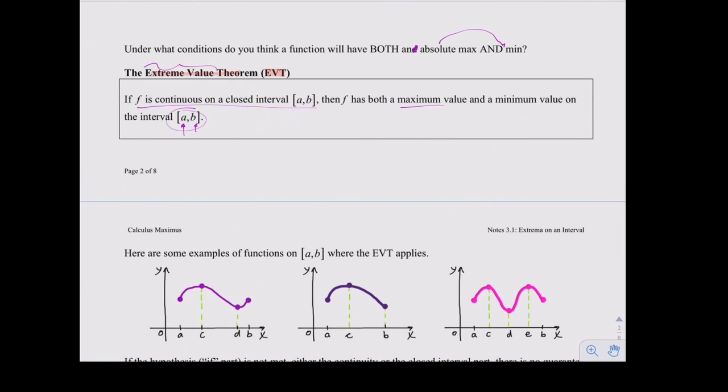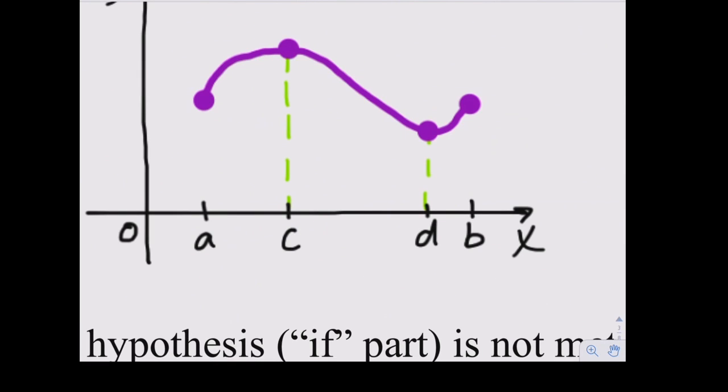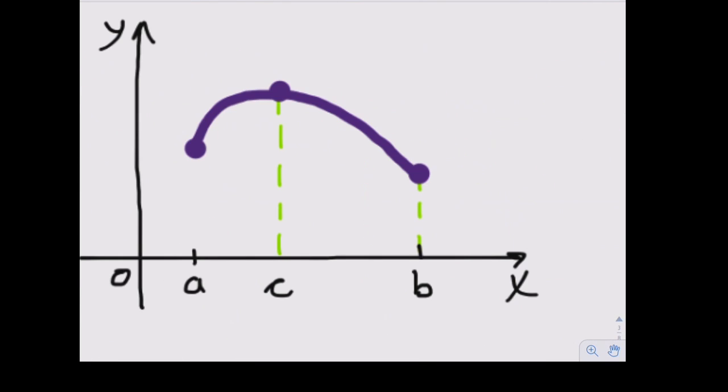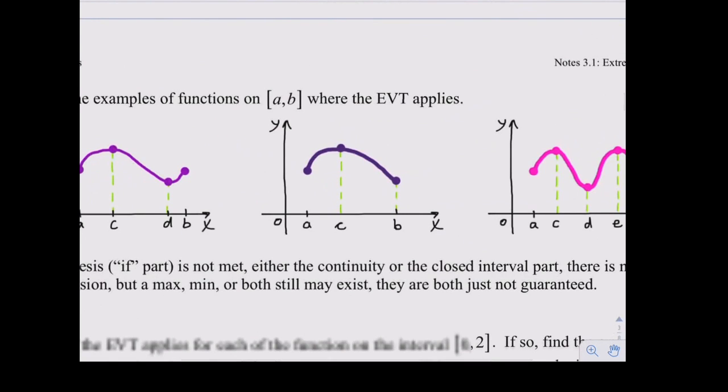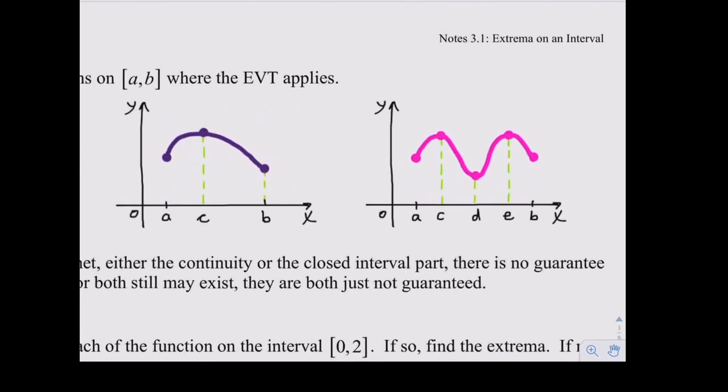Nice. Here are some examples of functions on closed intervals where the EVT applies. From A to B, continuous on the closed interval, we have both a max at f of c and a min at f of d. Here's another one, continuous on the closed interval from A to B. We have an absolute maximum of f of c and an absolute minimum of f of b. Notice the maximum occurs again where the derivative is what? 0, and the right endpoint becomes the location of the min. And then here's one like sine of x.